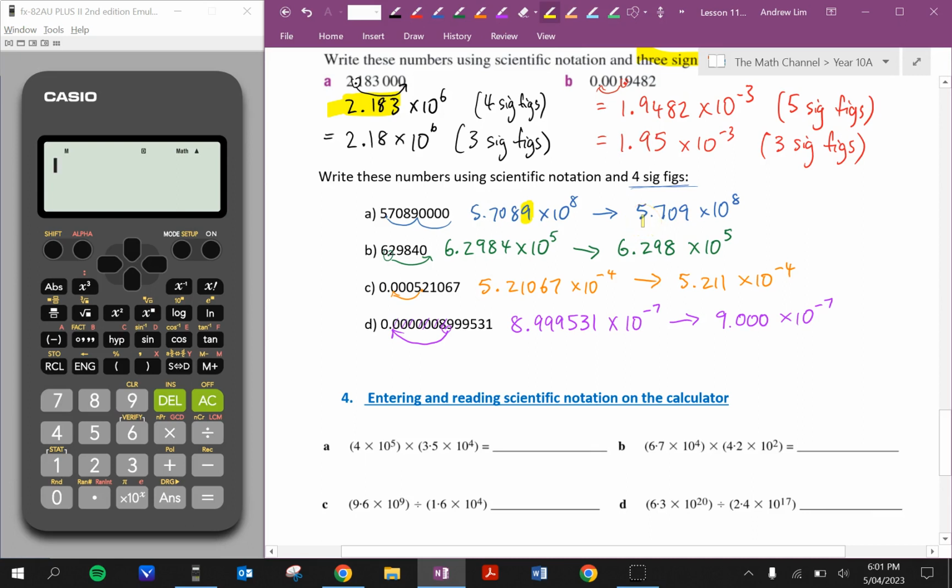And question B, 6.2984 is 5 significant figures. We only want 4. So this 4 tells us that this 298 is going to stay at 298.